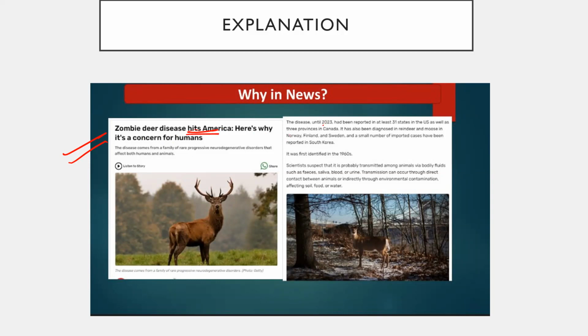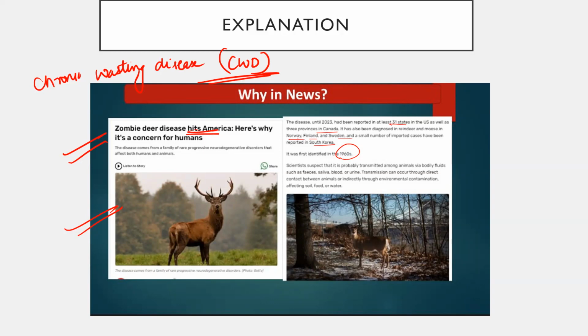This disease until 2023 has been reported in at least 31 states in the US and also Canada. Now it has been diagnosed in other places like Norway, Finland, Sweden, Korea, which was first identified in 1960. You can see the picture, zombie deer disease, which is also known as chronic wasting disease, another name CWD. It actually affects deer, moose. So that's how this term has originated, zombie deer disease.